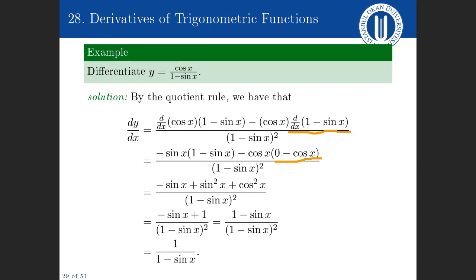And this we need to simplify. Multiplying it out, we have minus sine x plus sine squared x plus cos squared x. And everybody remembers from school, sine squared plus cos squared is equal to 1. So look what we have. We have 1 minus sine x divided by 1 minus sine x squared. Cancel 1 minus sine x on the top with one of the ones on the bottom, and we're just left with 1 divided by 1 minus sine x. And after we've simplified it as much as we can, we get to our final answer.